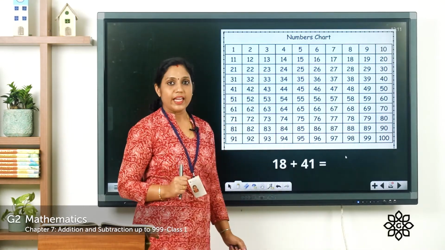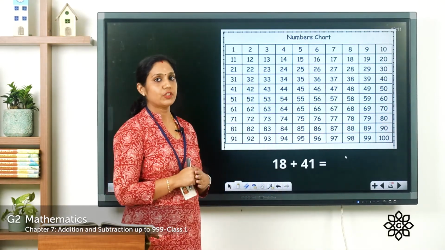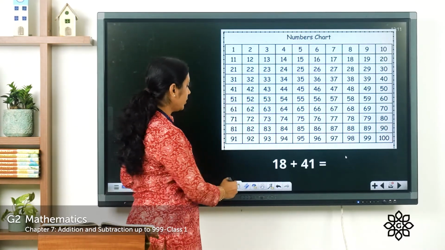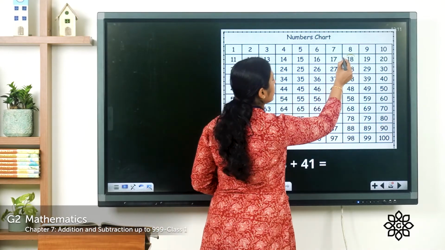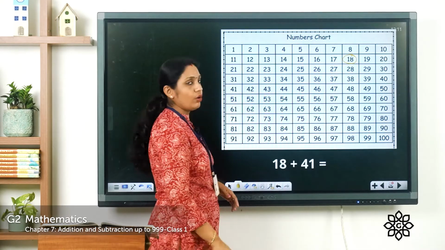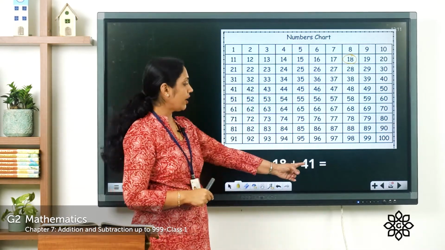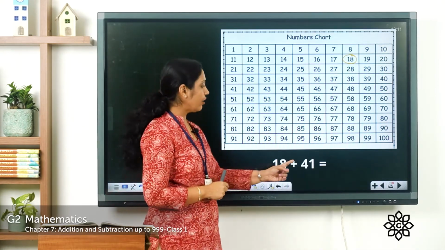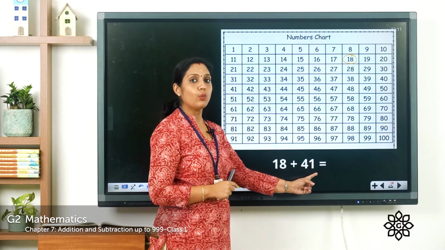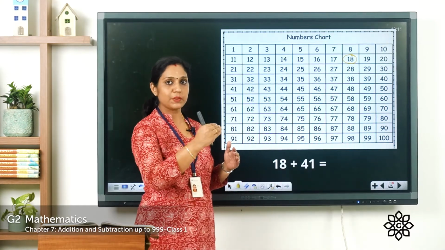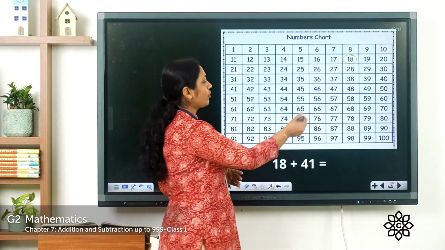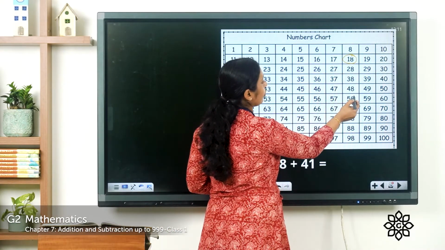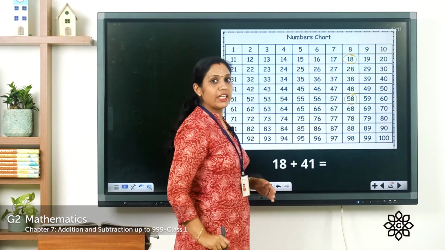Next we have 18 plus 41. So let's first find out where is the number 18 here. So here the number 18, and we have to move how many steps downwards? We have the next addend 41. In the number 41 we have 4 tens and 1 one. So 4 steps we have to move downwards. So from 18 we have to move 1, 2, 3, 4, and we reach the number 58.